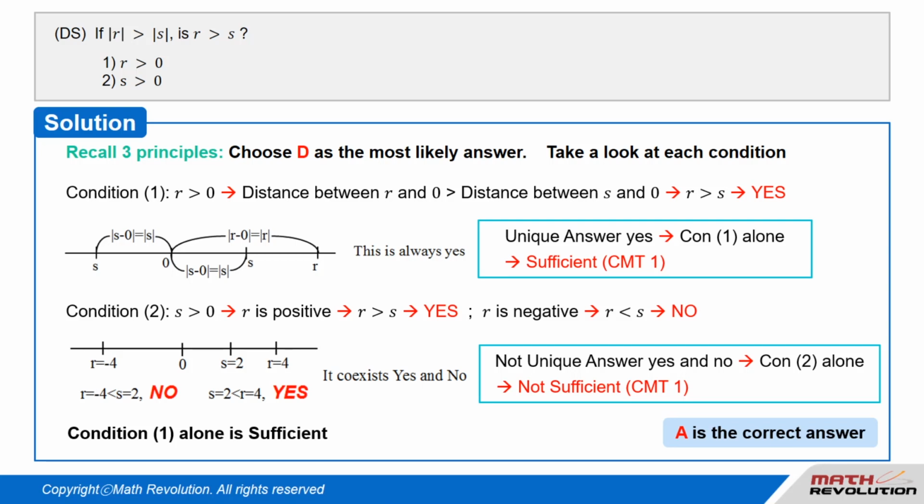Hopefully, after going through all these examples, you can see how the same concepts can be applied to a variety of questions. So, remembering a few concepts allows you to solve multiple questions on the GMAT.